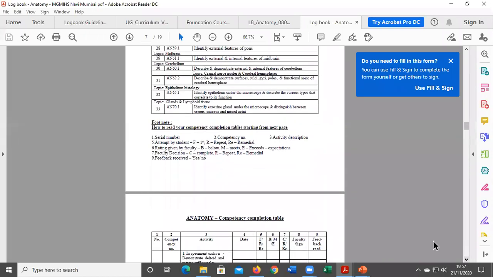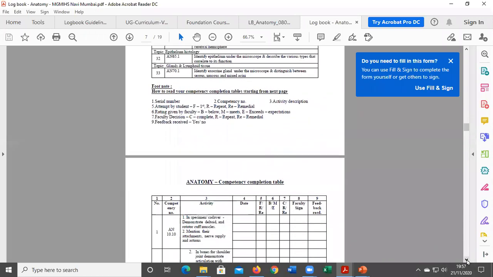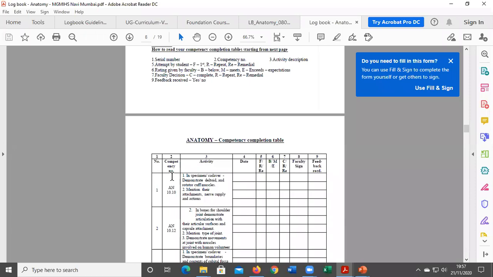And for each competency, we will be documenting like this. So they have prepared a table like this, taking into consideration the guidelines given in the MCI document. There is the competency number, then the activity, which they have nicely defined, in the specimen or cadaver, demonstrate the muscles here, and then also the knowledge component, mention their attachments and nerve supply. Date of completion of the activity, what is the attempt, first, repeat or remedial, then below expectation, meeting expectation or exceeding expectation, and whether it is complete, or repeat or remedial is required, then faculty signature and feedback.